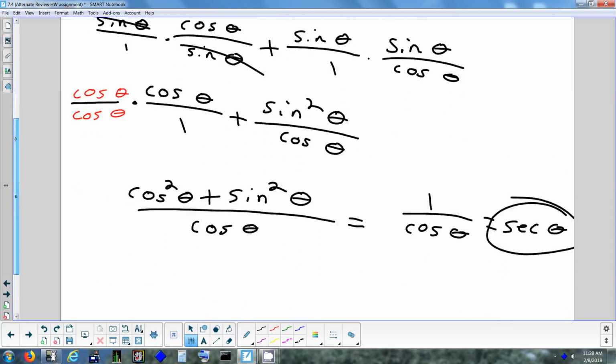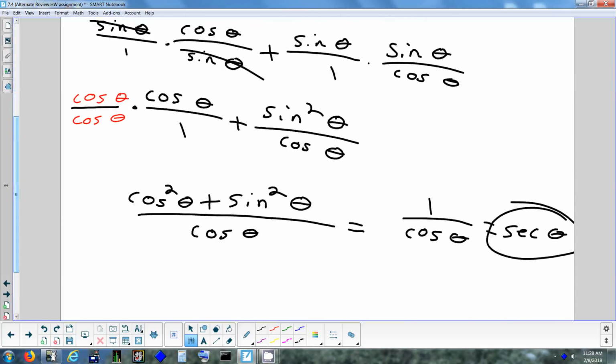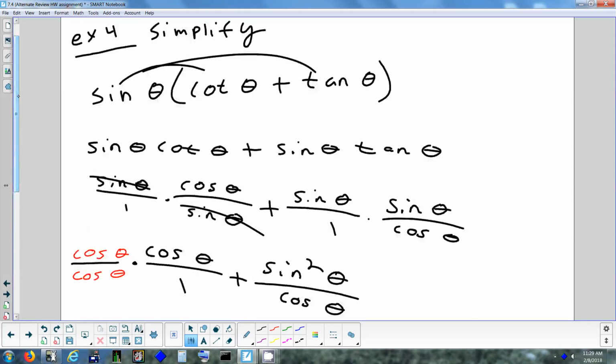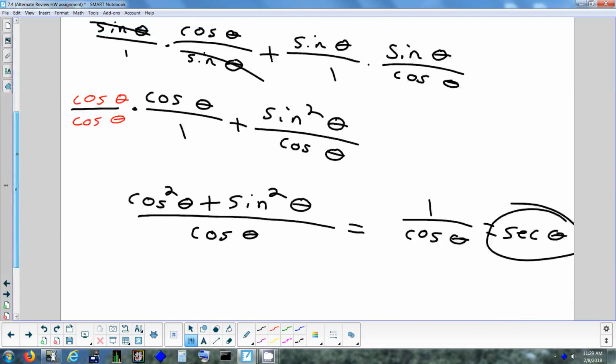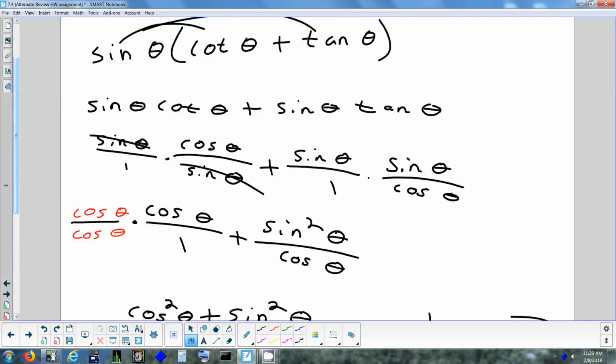Any questions on that? Now again, you could double check. This doesn't prove anything, but you could put secant in y1, put the original problem in y2, and see if the graphs look the same. Just because they look the same doesn't prove you did it right, but if they look the same, you probably did it right. Remember, a graph by itself can never be used to prove an identity. You have to do this to prove an identity. Questions on that?